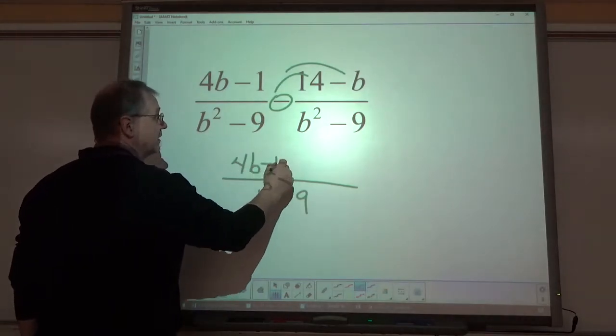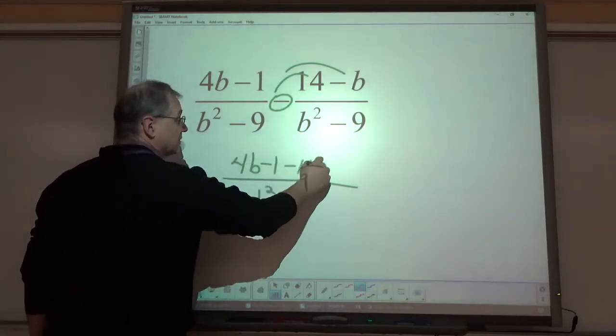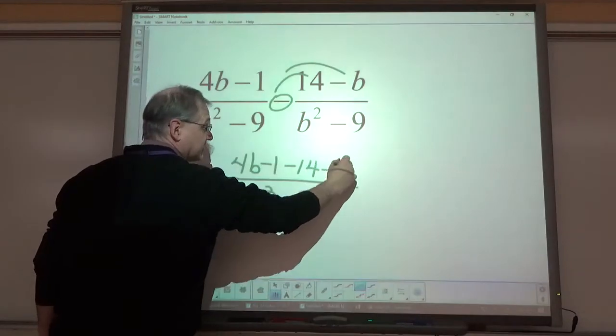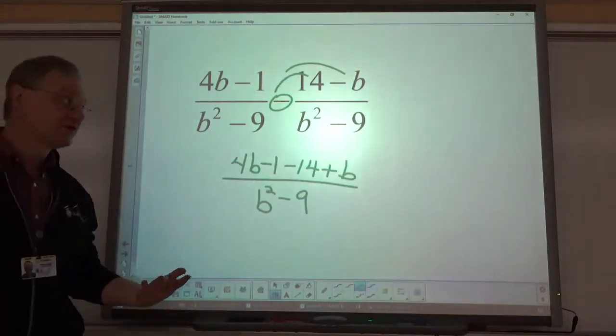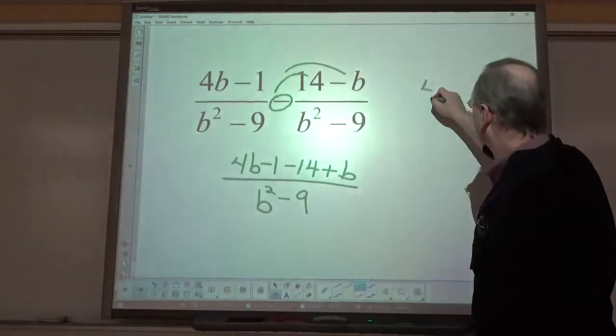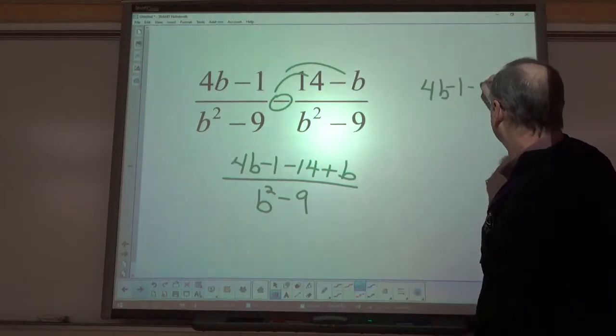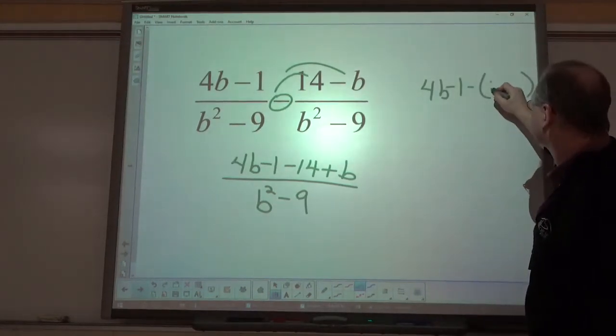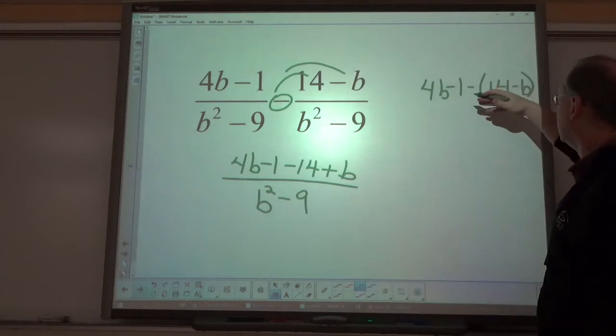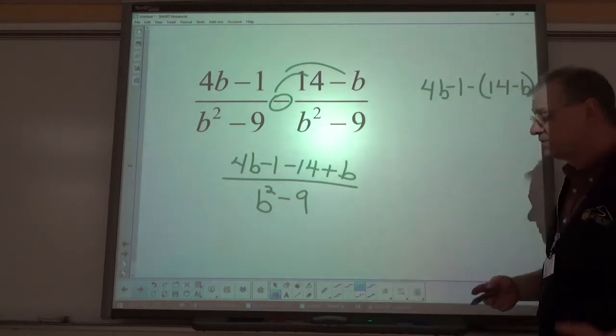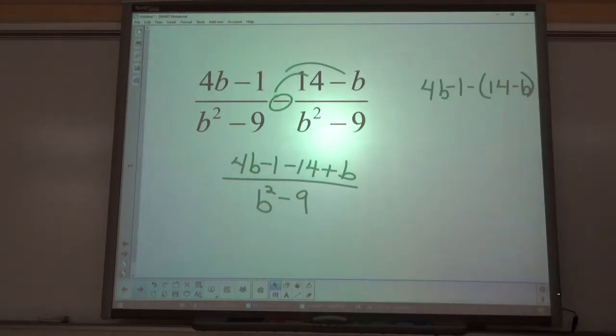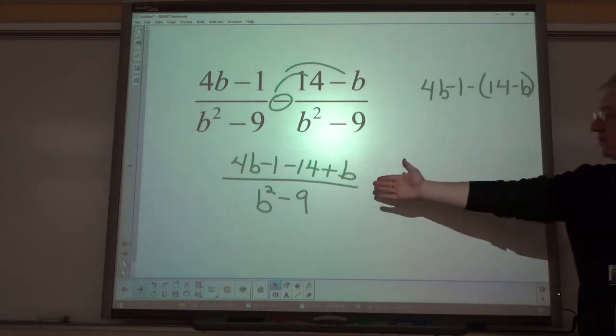4b minus 1 minus 14 plus b. The other way you could have done it is to have written 4b minus 1 and then put in parentheses 14 minus b and then distribute it. It's up to you. If you need to have that extra step so that you can really see where it's coming from, feel free to do so. Otherwise, feel free to do it as I have done here.